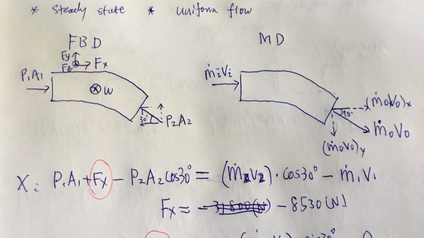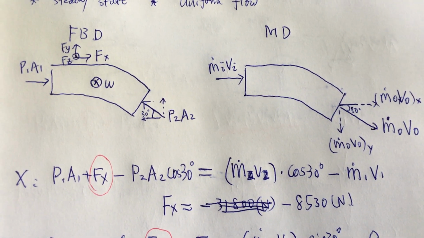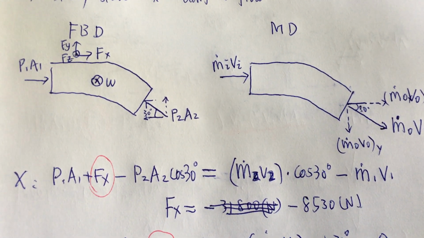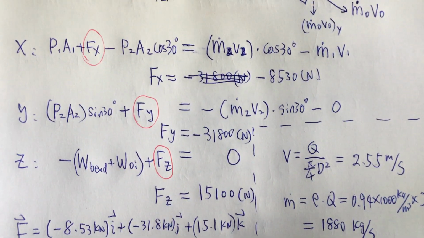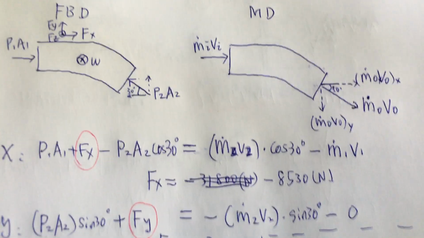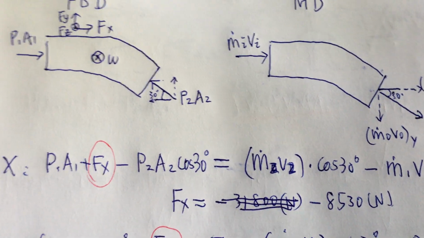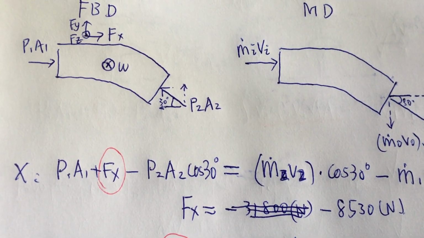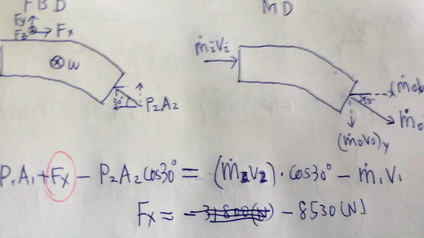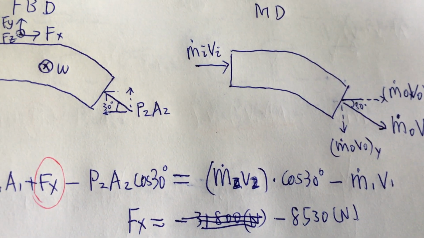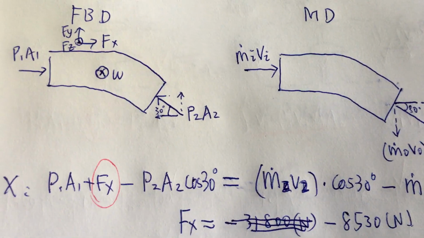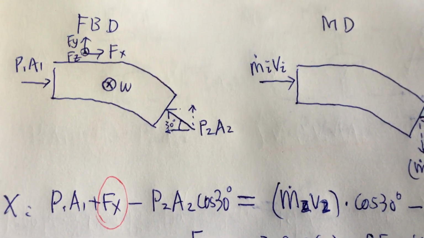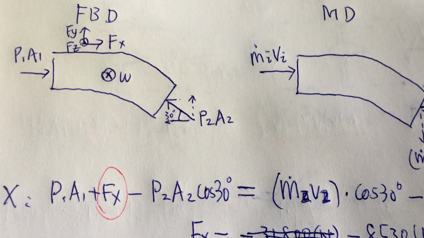If you can successfully draw the free body diagram, then you can write down the equations easily. X, Y, and Z: you have 3 equations to write, separately. For the X component, the summation of force in the X direction equals the momentum out in the X direction minus the momentum in in the X direction, based on the free body diagram.